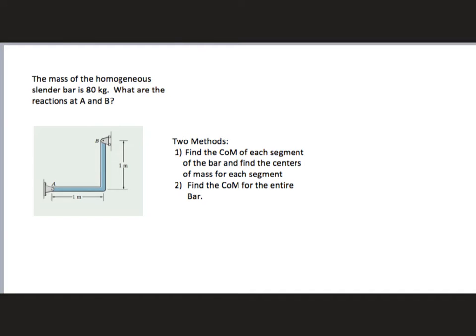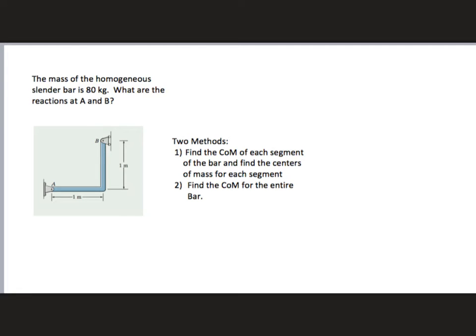Okay, in this example, we're going to be looking at a slender bar which is bent at a right angle, and it's fastened to the wall at point A, and then at point B, it's not fixed to the wall. You can see there are these little rollers there. It's against the wall, but in the vertical direction, it's not fixed. So there's no reaction force from the wall in the vertical direction, but there will be a reaction force in the horizontal direction because the wall is going to be pushing back that way.